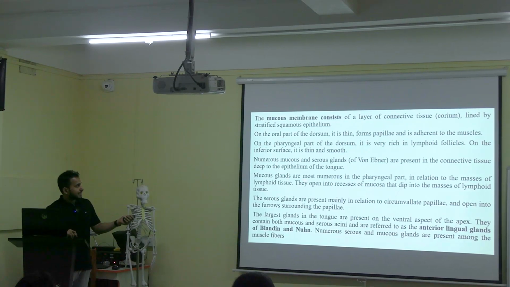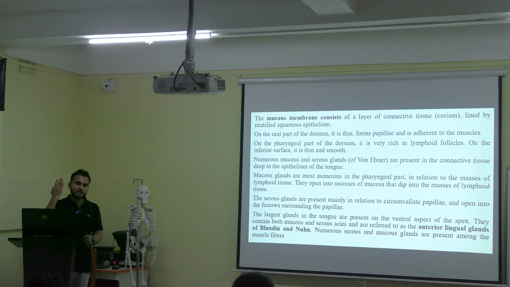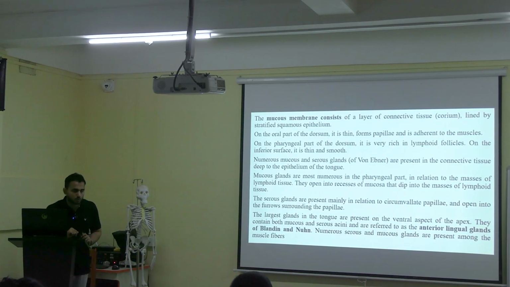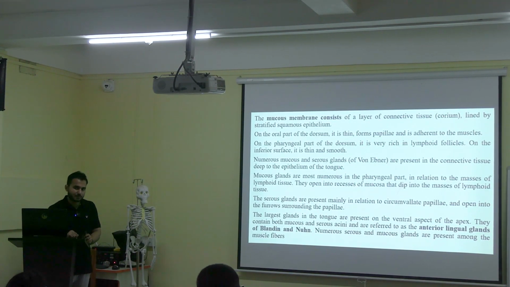Now the mucous glands are most numerous in the pharyngeal part. As I said, two types of glands are there, mucous gland and serous gland. Mucous gland mainly is found where? In the posterior 1/3 of the tongue, where the lymphoid follicles are. Next, the serous glands are present mainly in relation with the circumvallate papillae. This is a type of papilla where the taste buds are present. That's why this particular type of gland, serous glands, is present over here.